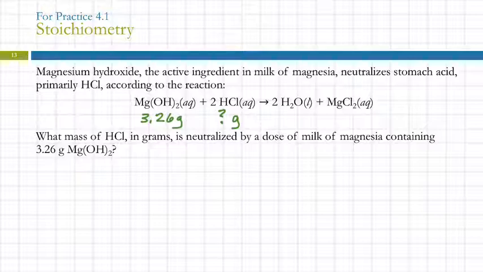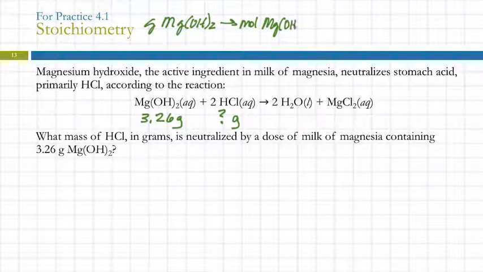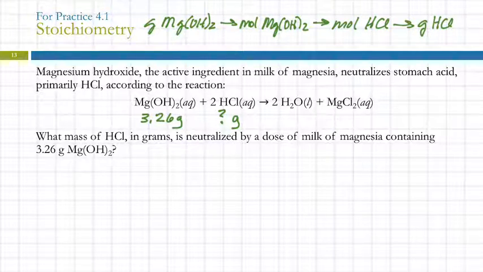So we're going to do grams to moles to moles to grams. So it's grams of the thing we're given the mass of, grams of magnesium hydroxide, to moles of magnesium hydroxide, to moles of the thing we want to know about, the HCl, to grams of HCl. When you first start doing this, you should write this path out. Once you get the hang of it, you don't have to write that out anymore. You can just sort of think it. So I've got my path.